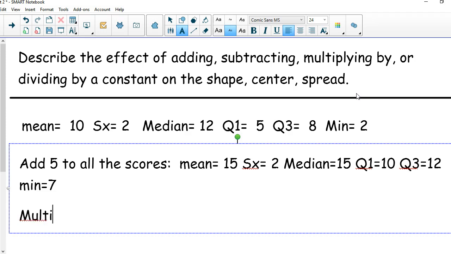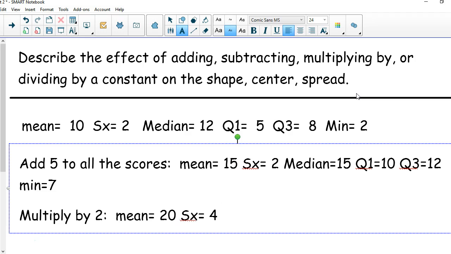When I multiply, though, let's multiply by 2. That is going to change everything. The shape of the distribution will not change, but the center will be changed. That's 20. The standard deviation does change, so the measures of spread change when we multiply or divide.